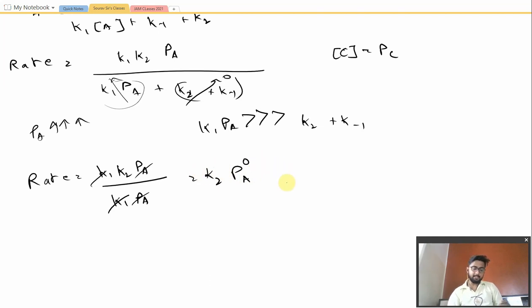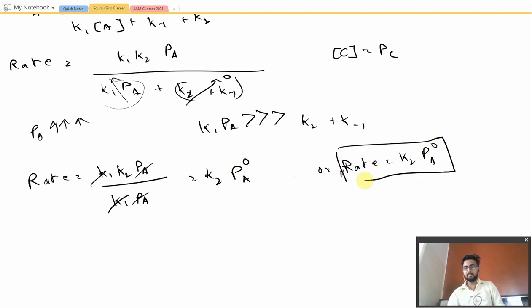So obviously in this equation, let me write that down again. Rate is equal to K2 PA naught. So in this equation you can see that the rate is zero order with respect to the pressure of A, that is the substance taken as the initial reactant. Okay. So this was the overall question.